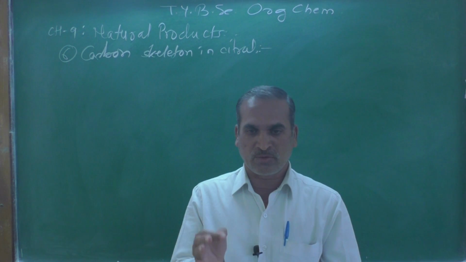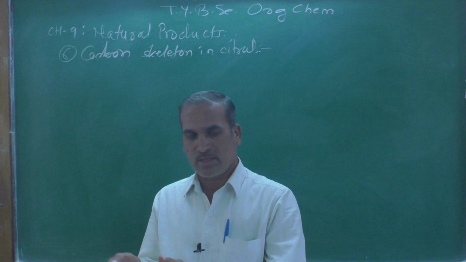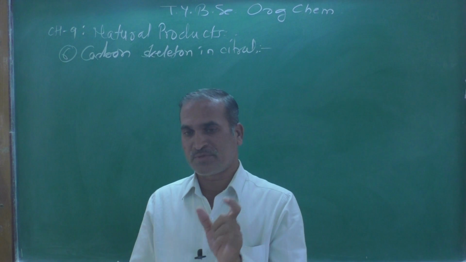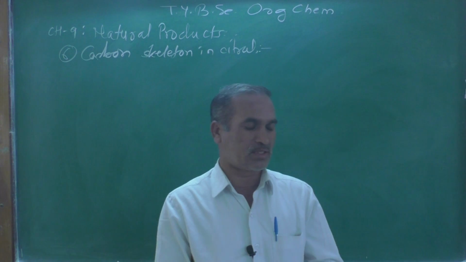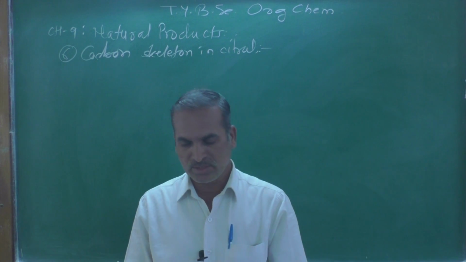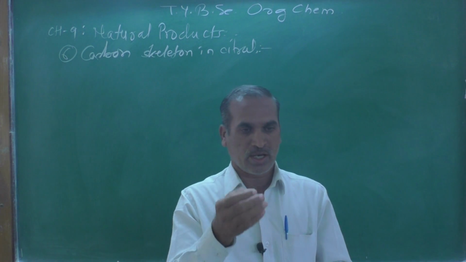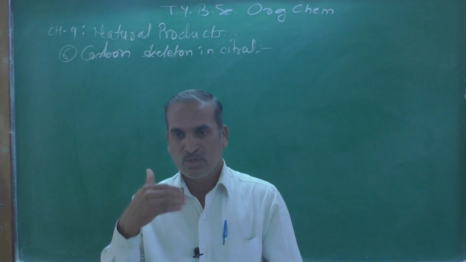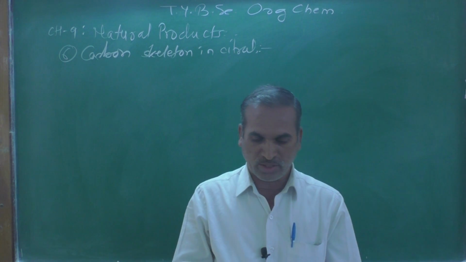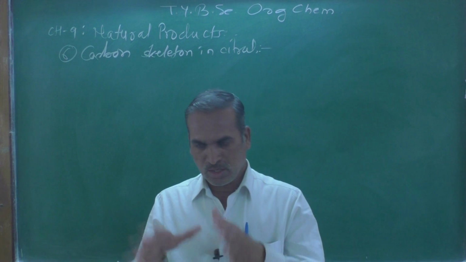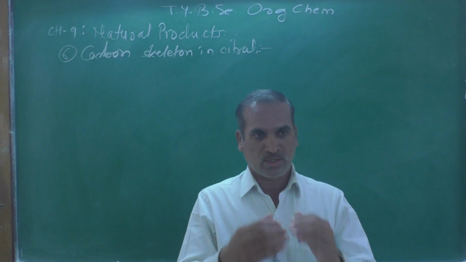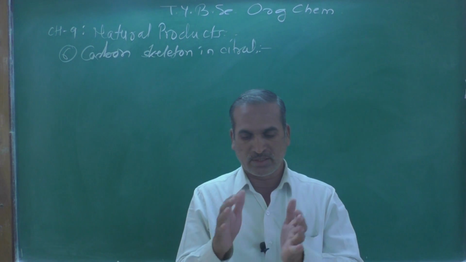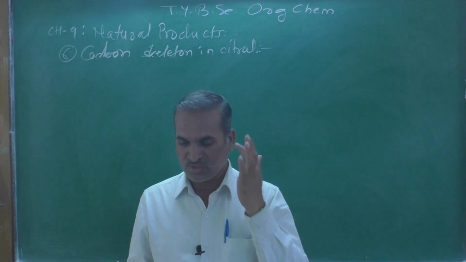Do you remember what we were discussing yesterday? I think we were discussing the structure determination of citral, because we are discussing the monoterpenoids. In the monoterpenoids we have considered citral: which class it belongs to, where it occurs, how it can be isolated, what its properties and uses are, and later we discussed the structure determination of the citral.